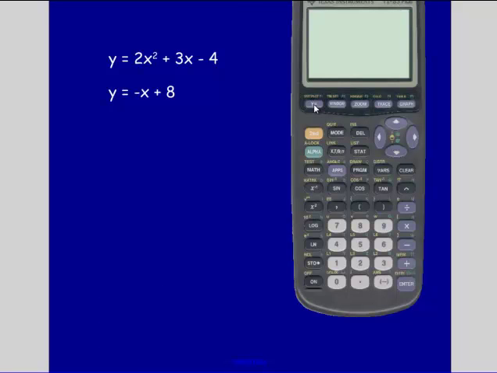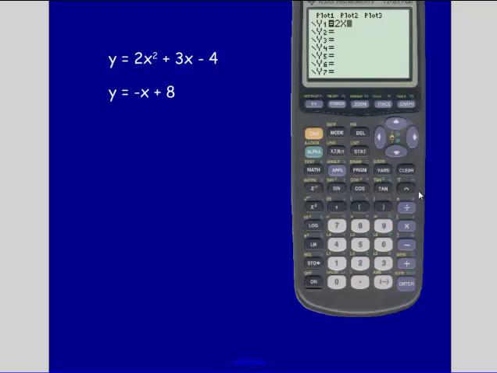Okay, part 2 of solving systems of equations by graphing with the graphing calculator. We just got 2 more examples, and what's interesting about these examples is that unlike the others, there's more than one answer. So let's put these in. Now the first equation is quadratic.